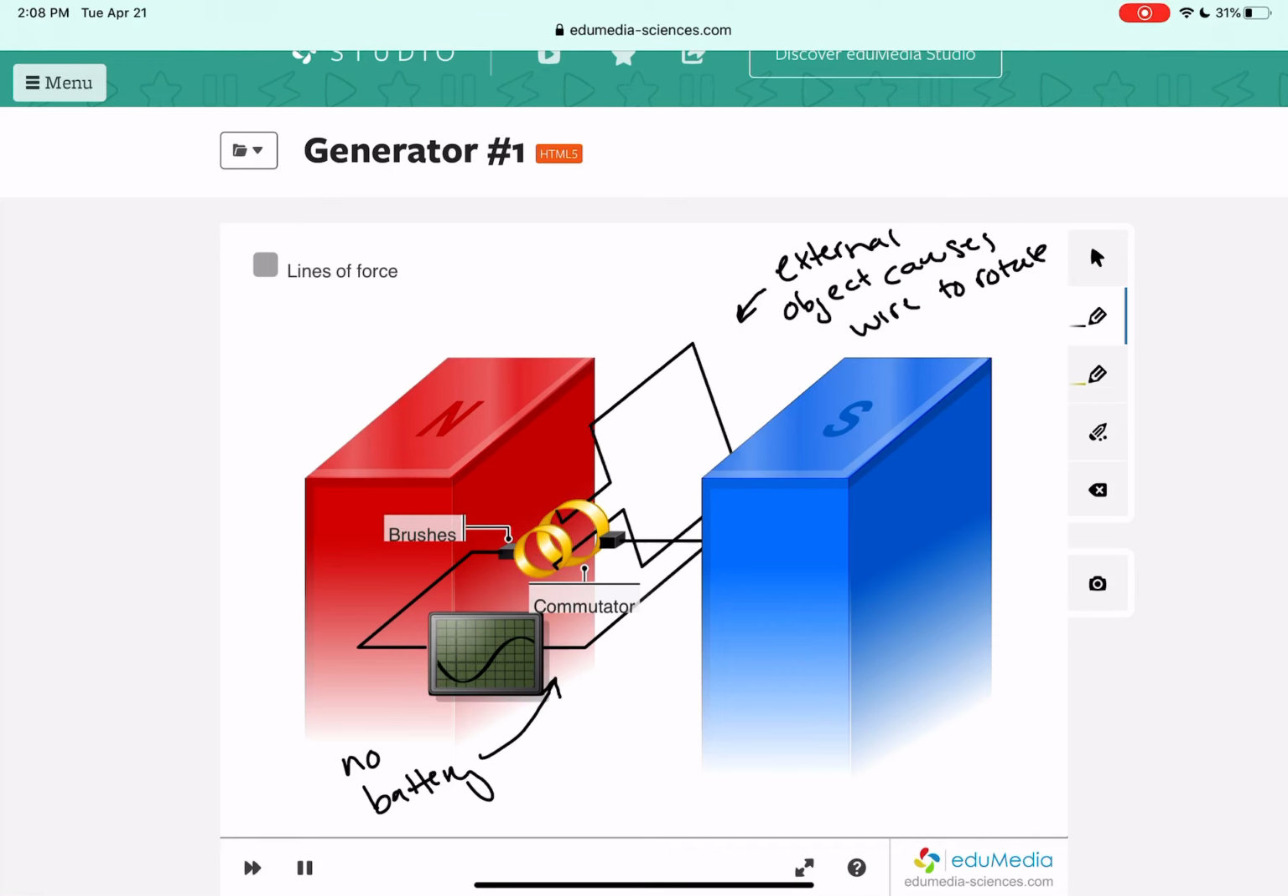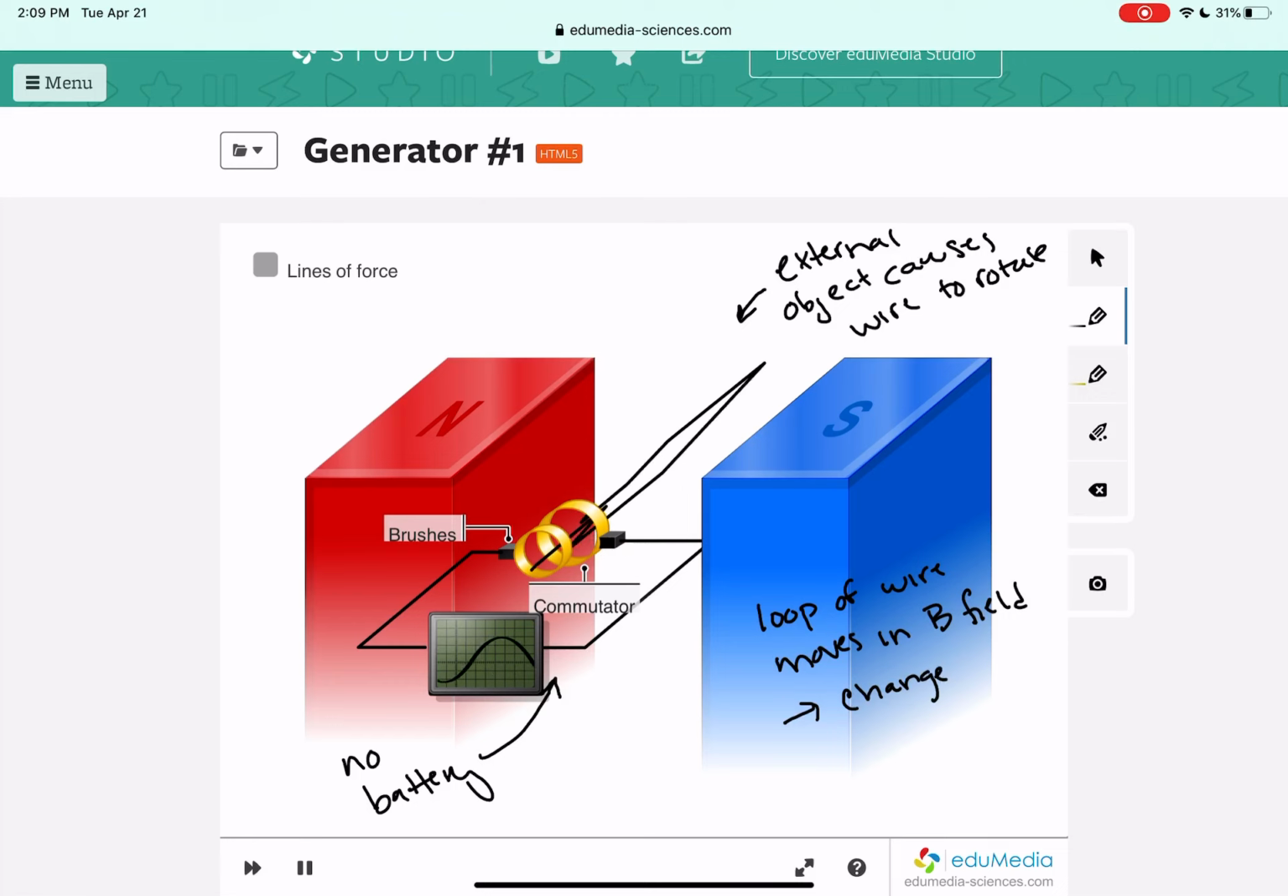When the loop of wire rotates in that magnetic field, it experiences a change in magnetic field. So the loop of wire moves in a magnetic field. I'm calling this a B field. That is how we abbreviate it. As a result, it experiences a change in the magnetic field, and that causes a current to be induced.